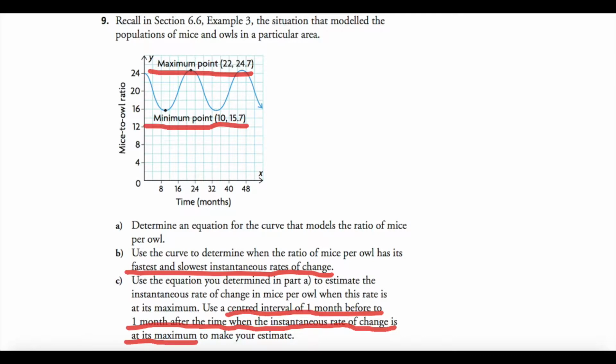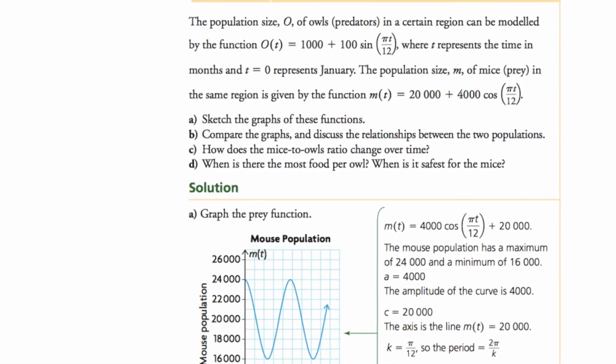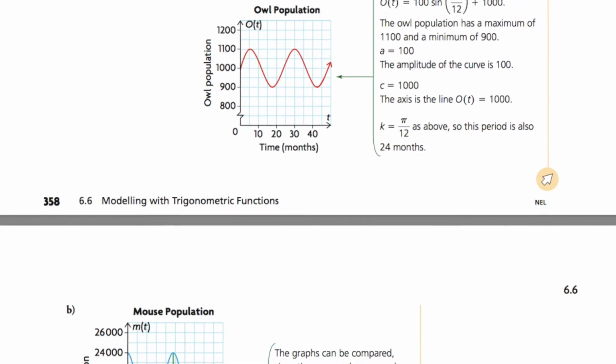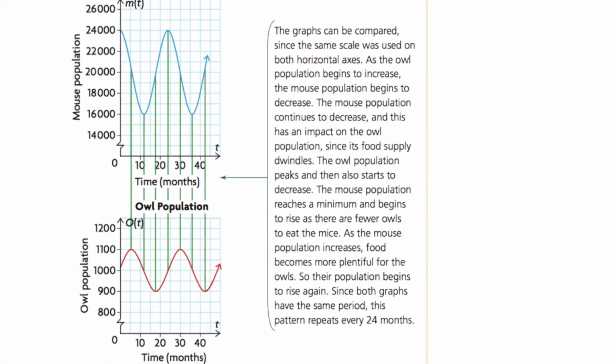The key elements that were highlighted are very important and will help you solve the problem. The question says to refer to example 3 on section 6.6. If you take a look at this example, it shows how the data was collected for this graph and how the ratio of mice to owl was found.